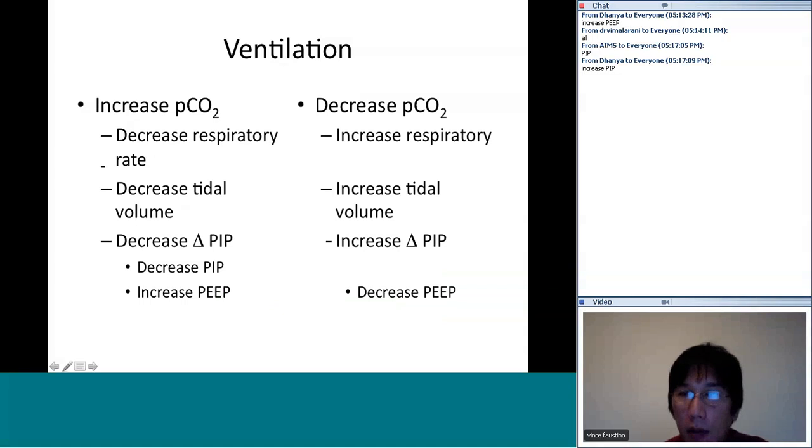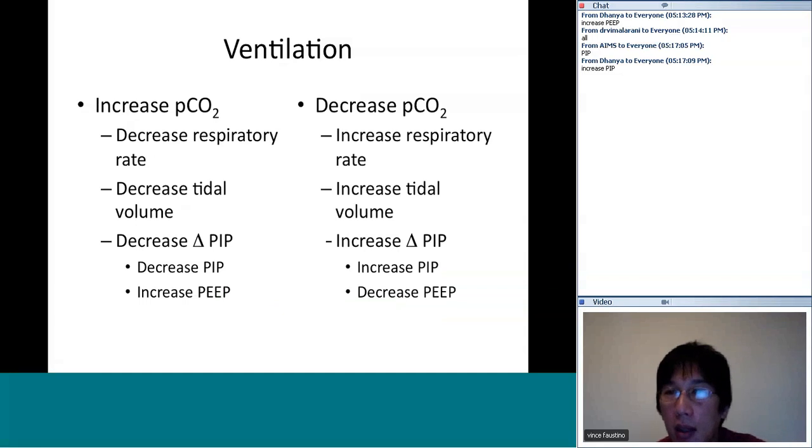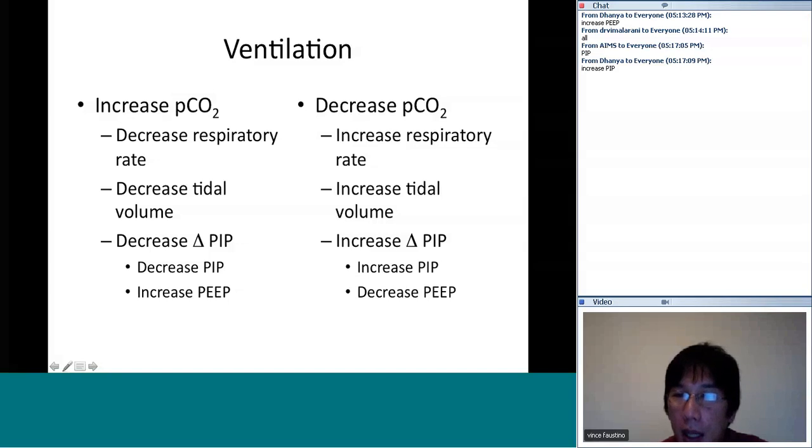If you want to do the other way, if you want to decrease your CO2, then you can increase your respiratory rate. Again, in a normal patient, it's the same. If you breathe faster, your CO2 goes down. Or you can take deeper breaths by increasing your tidal volume. And again, in pressure ventilation, it's just a matter of increasing your PIP. Either you increase your PIP, keeping the PEEP the same, or decreasing your PEEP, keeping your PIP the same.